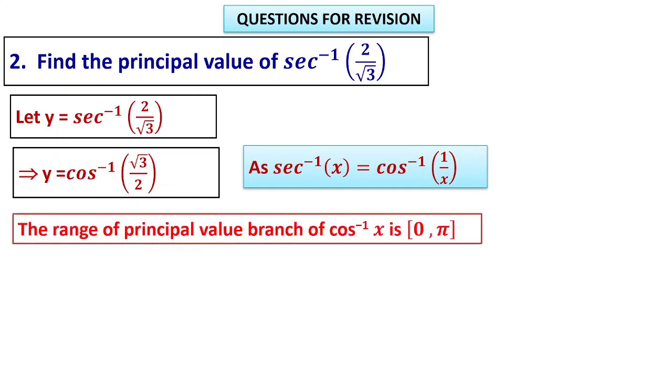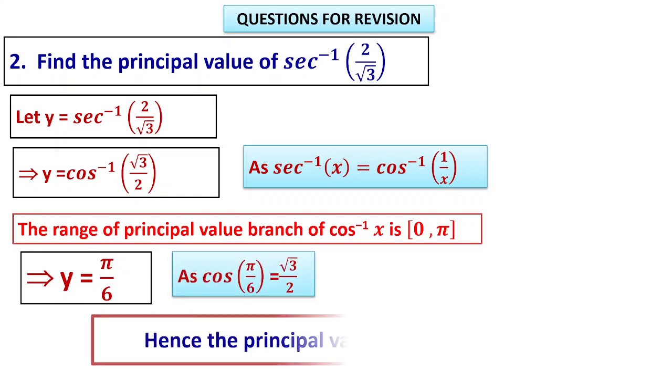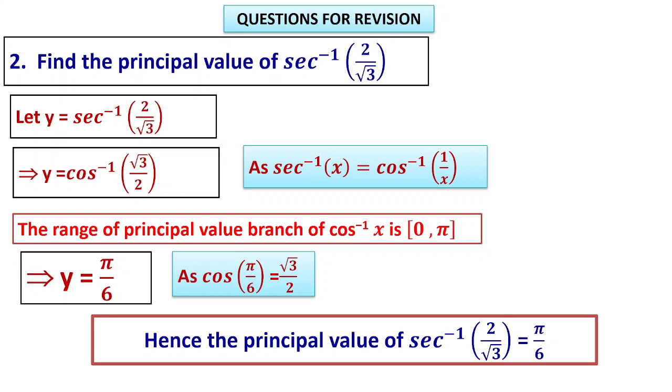And the range of the principal value is from 0 to pi. Good. I know that cos of pi by 6 is root 3 by 2. Therefore, the value is pi by 6. Now, pi by 6 lies between 0 to pi.